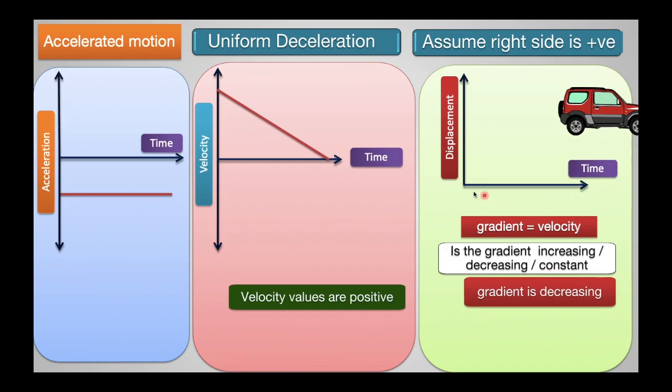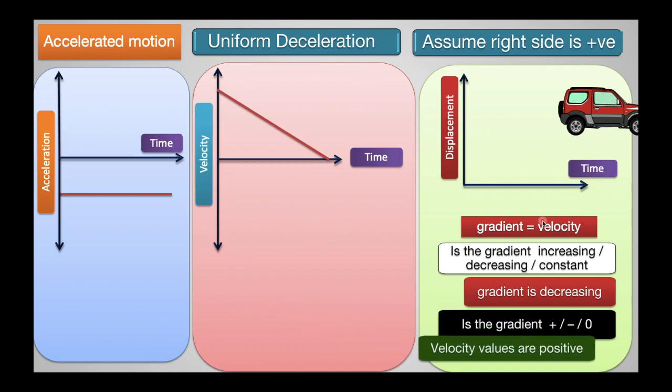So I have to plot a graph here whose gradient is decreasing. You are going to plot a curve. A curve will have a changing gradient. A straight line will always have a constant gradient. Next question, is the gradient positive, negative or zero? All velocity values are positive, which means you have to plot a curve with a positive gradient.